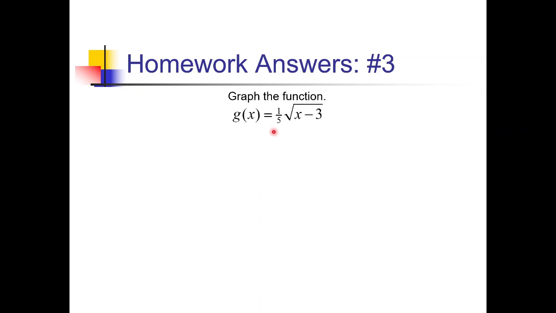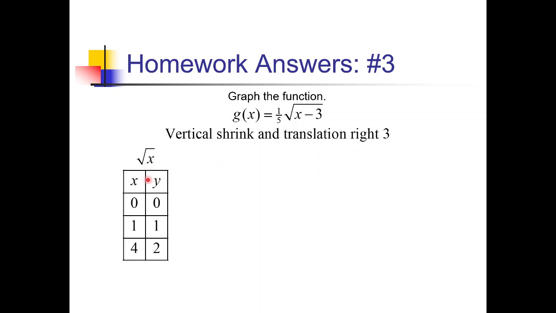For this function, we have a couple transformations of the square root function going on. The 1/5 out here is giving us a vertical shrink, and the minus 3 inside is translating us 3 units to the right. So right 3 and vertical shrink. So here's the original parent table here, 0, 0, 1, 1, and 4, 2 for the square root function.